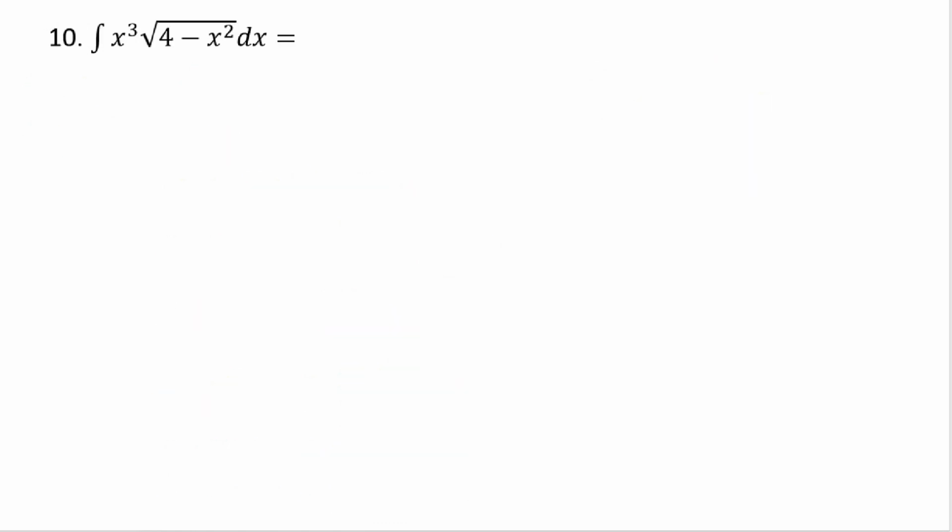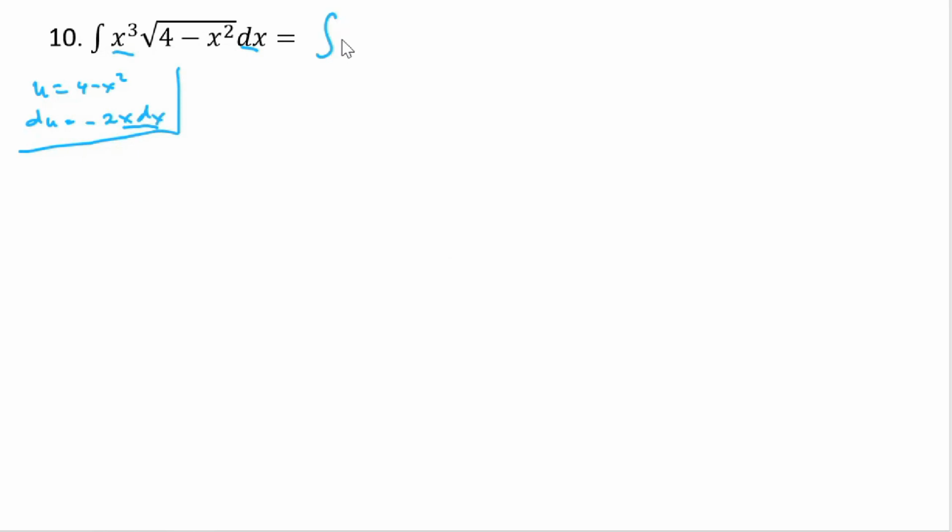Okay, for number 10, this is almost similar to my previous example in number 6. So I will attempt first that u will be equal to 4 minus x squared. And du now is equal to the negative of 2x dx. Since I have x dx and I have x cubed dx, I need to factor out the x cubed, wherein one of the factors will give us x dx. So that will be our basis now of rewriting the given.